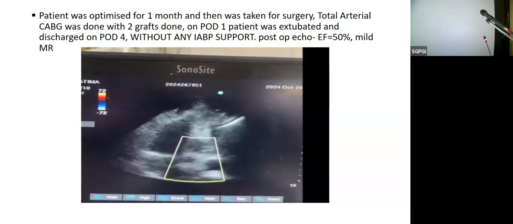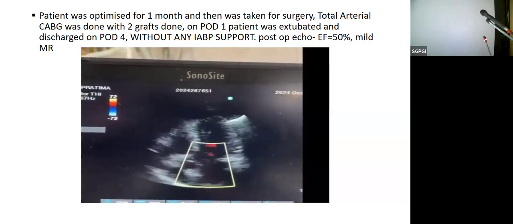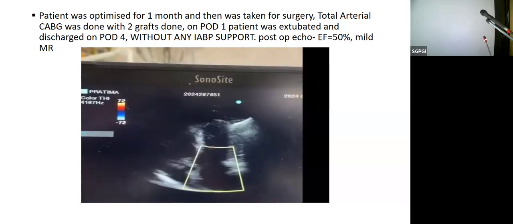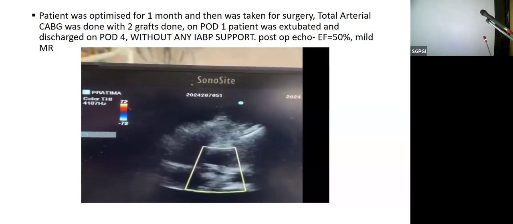So here, hardly trivial to mild MR, and ejection fraction maybe nearly 50%, seeing the video. One more thing, we didn't need intra-aortic balloon pump support in this case. Now, our major challenge during this period was congenital heart surgery, in which patients required salvage surgery.